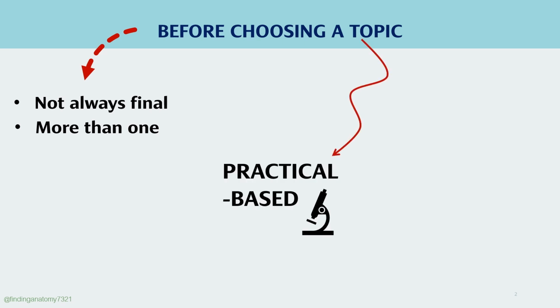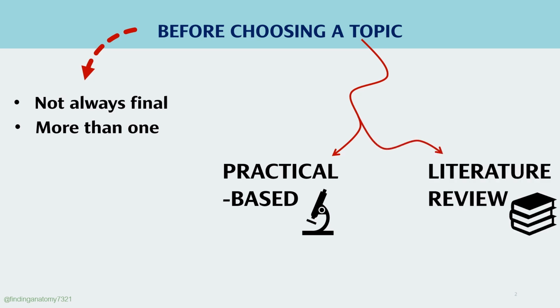Another thing that you need to know is that you can either choose to do a practical project or you could choose to do a review project. A practical project is where you get your own data from the subjects or the experiment, whereas the review project is where you work with already published literature to give a sort of summarized opinion or extract data from them.